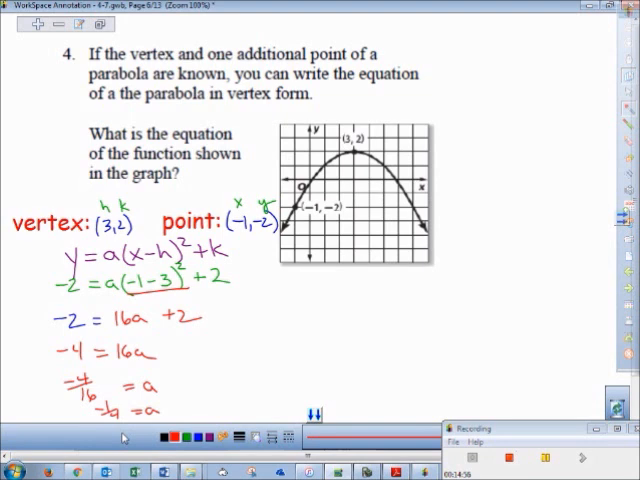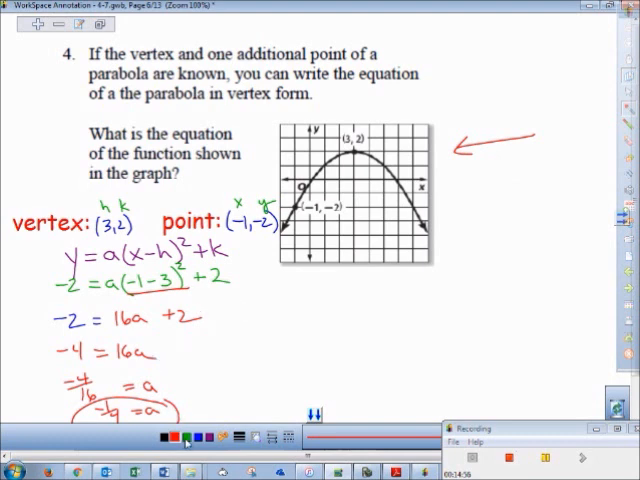You are not done, but before you finish this, I want to see if this makes perfect sense to you. Should A be a negative number when you look at that graph? Should A be a negative number? That thing's open and down.